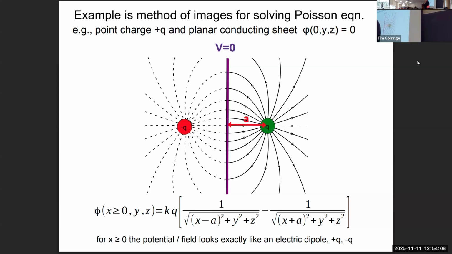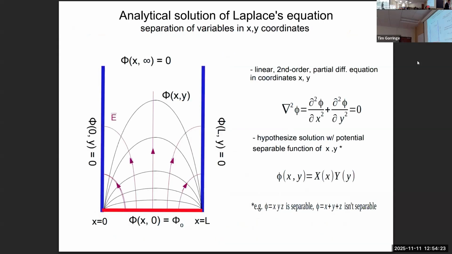That if you can somehow guess what the solution to your problem is, and it matches your boundary conditions, then that guess is the solution to your problem because it's matching your boundary conditions. Okay, that was a classic example of solving for electrostatic potential, finding a solution of Poisson's equation by the method of images.